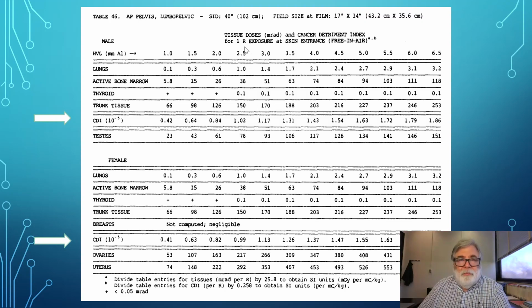So these tables tell us what the doses are, or what the CDI is, for a 1 Roentgen exposure at the skin level, what the dose in millirads would be. It's all labeled up here on the top. This is for male, this is for female. So if this study were for a female, we'd have very similar results. In addition, we have a dose for uterus and for the ovaries also, and different cancer coefficients.